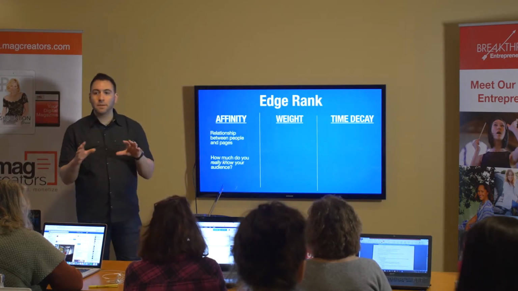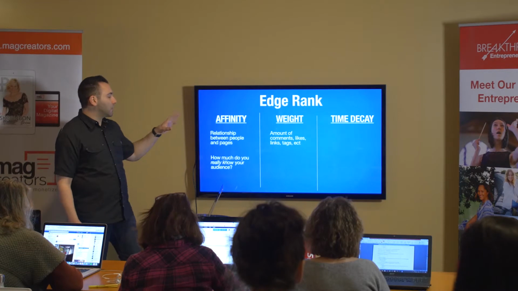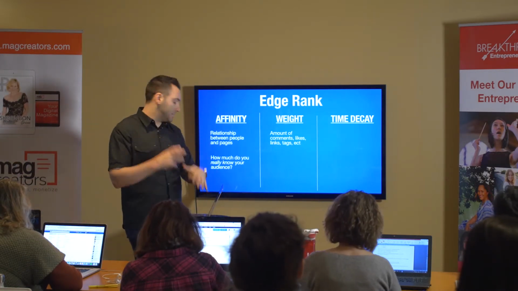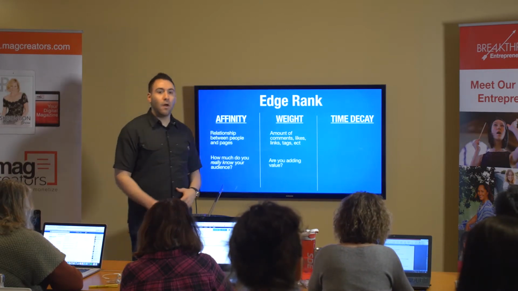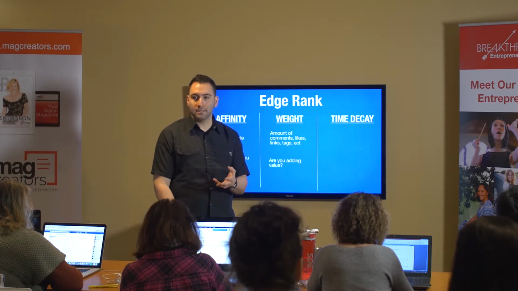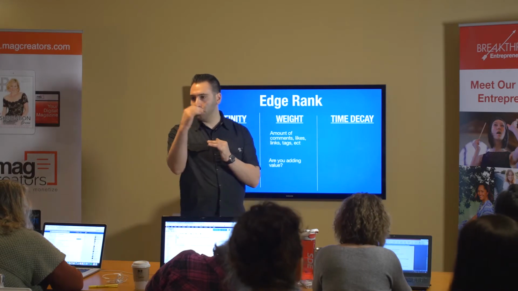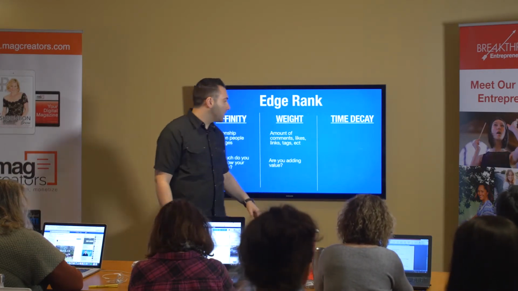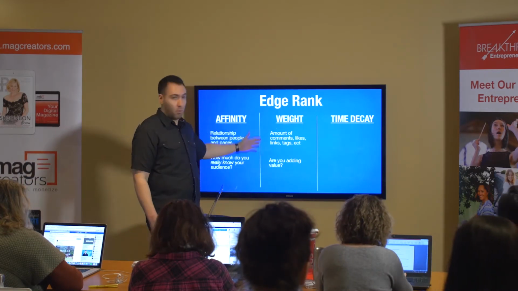All right, so that's just some examples of how affinity works. Now, weight is the amount of comments, likes, and tags and so on that are on the post itself. Okay, so this asks the question, are you adding value? So on a post, you can attach a photo, a video, an event. In Facebook groups, you could attach a poll, right? So there are attachments you can put on a post, okay? By adding those attachments and doing those things, that's also going to create more weight on your post.